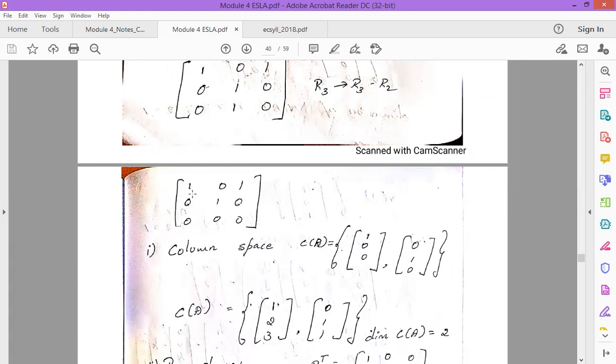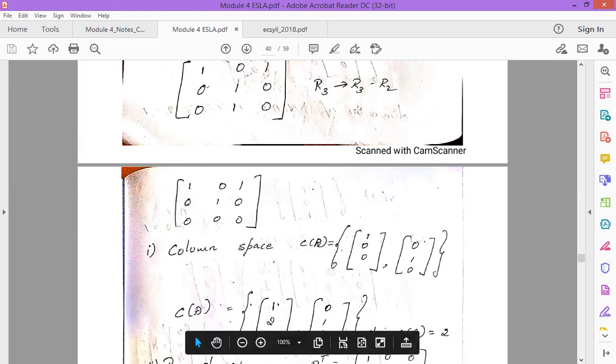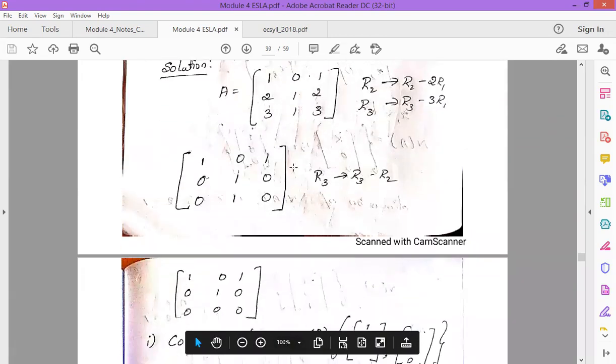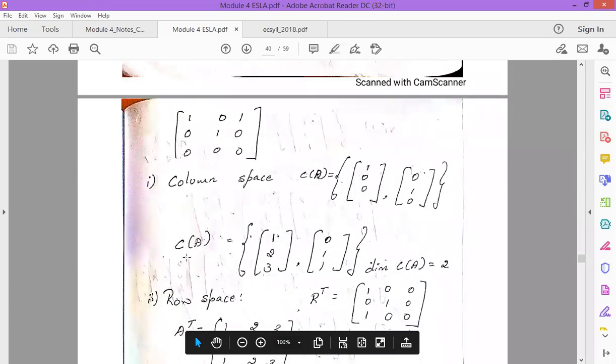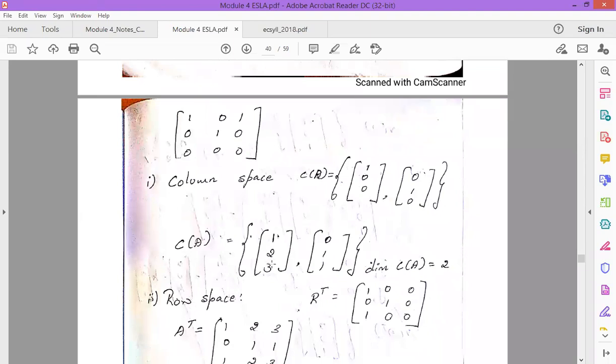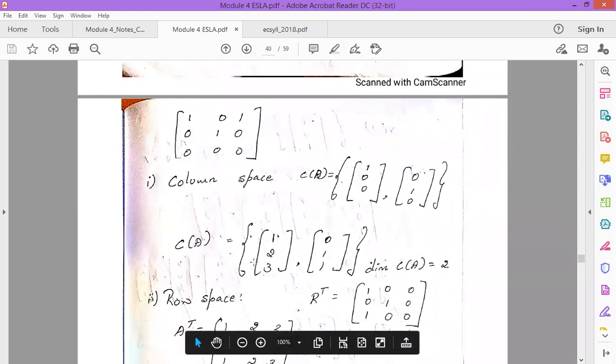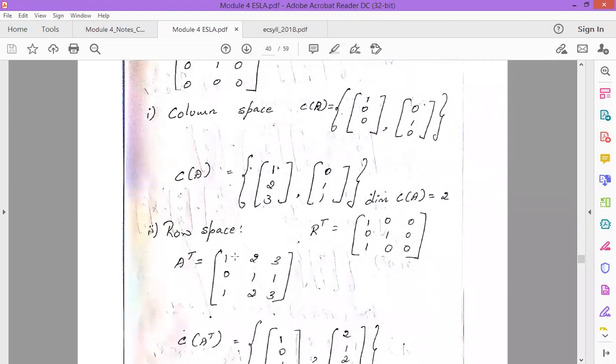So once you write these elements from the row reduced form, corresponding to this, choose the elements from the given matrix. So here 1 0 0 corresponds to the column 1 2 3, and 0 1 0 corresponds to the column 0 1 1. So the actual column space for the matrix A is 1 2 3 and 0 1 1, and the dimension of this is nothing but 2. So since 2 columns are there, the dimension of the column space of the matrix A is 2. And the next one is row space.